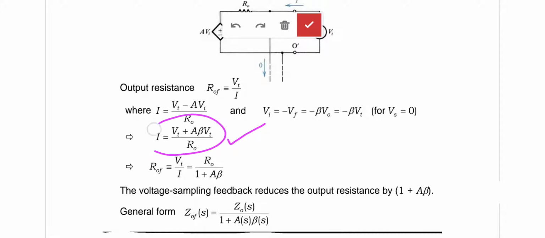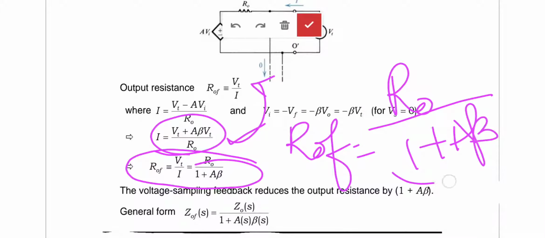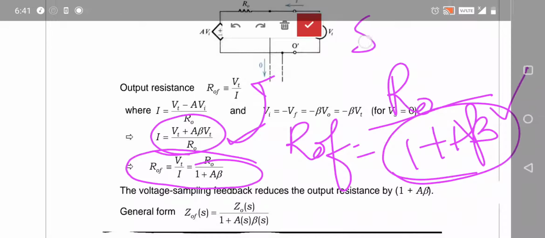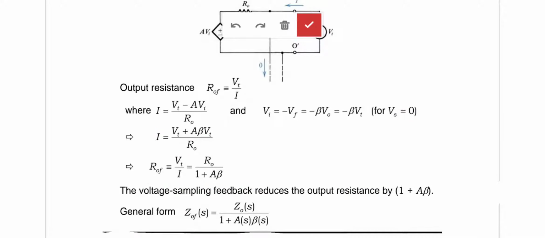If we substitute this I in the main equation, we get ROF is equal to Vt divided by I, which is RO by 1 plus A beta. So the resistance with feedback is equal to the resistance without feedback divided by 1 plus A beta. So the resistance is reduced by a factor of 1 plus A beta, the amount of feedback. At the output we have a shunt connection. Shunt means parallel connection, so obviously the resistance has to decrease, and that has happened here.